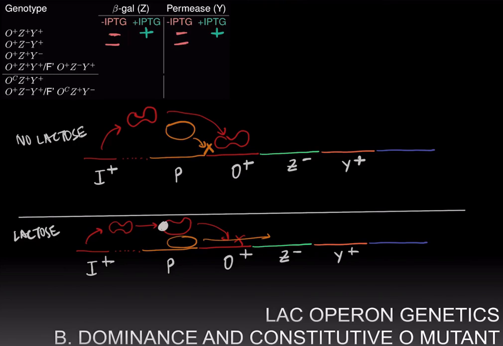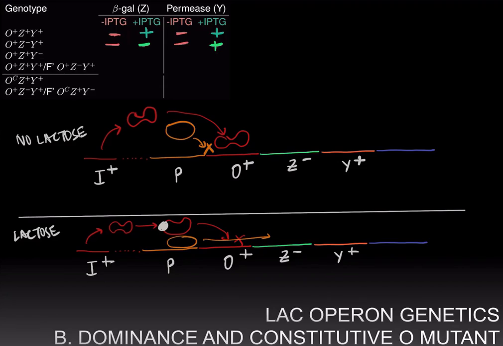when lactose is available to the cell, because of allosteric induction, the repressor will not be able to bind to the operator sequence, and the polymerase will elongate. With the difference that since we have a mutant allele of Lac Z, Z minus, we will not get functional beta gal, and therefore you will have a minus over here and a plus for permease since we have a Y plus allele.